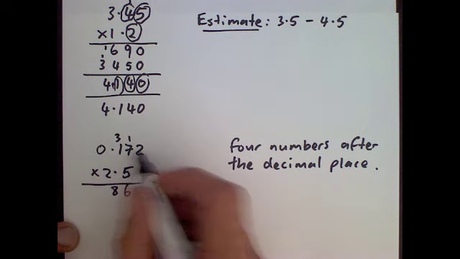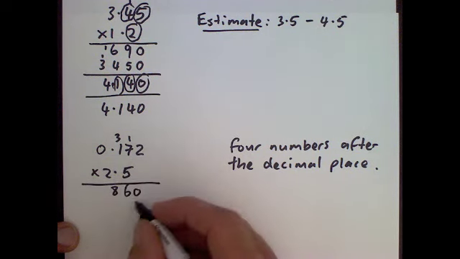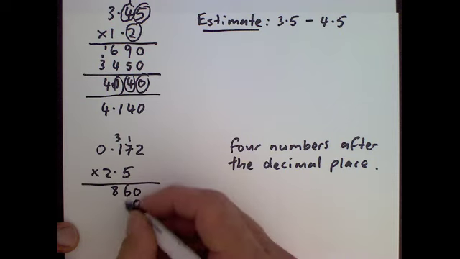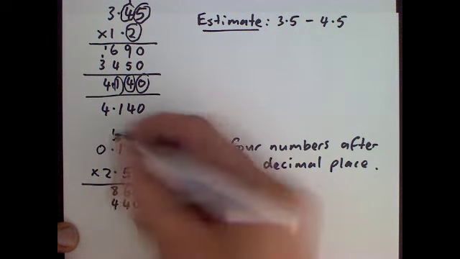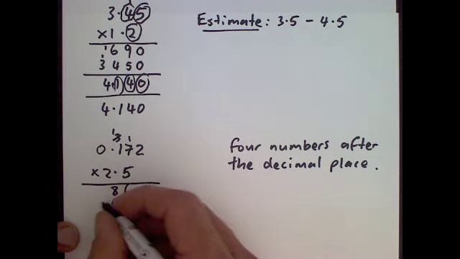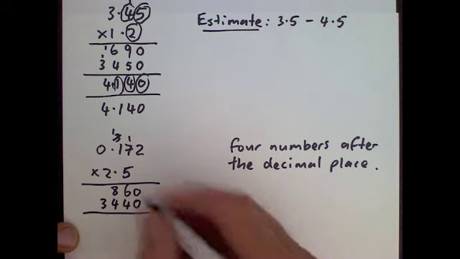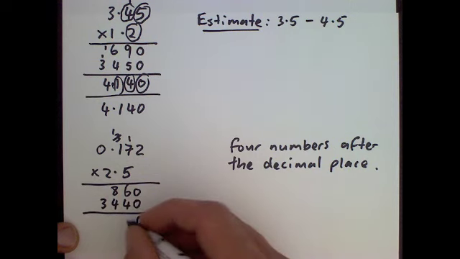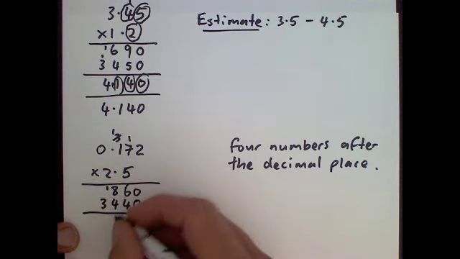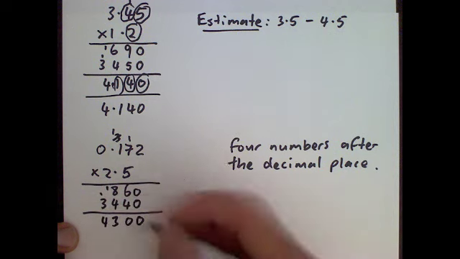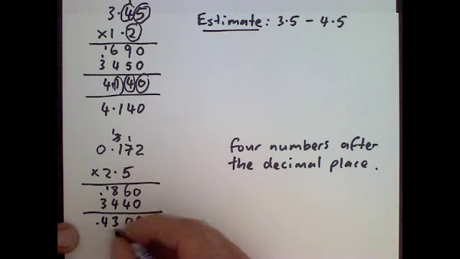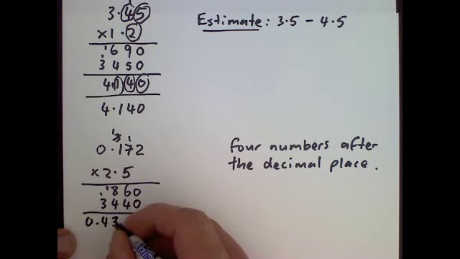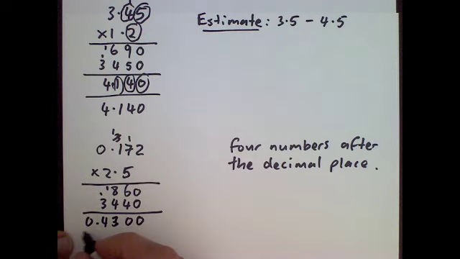Now we're moving to the next place value, to that 2. So we put a 0 down. And then we go 2 times 2 is 4, 2 times 7 is 14, we put the 4 down and carry the 1, and 2 times 1 is 2, plus that 1 is 3. Alright, now we get to the addition part. 0 plus 0 is 0, 6 plus 4 is 10, carry the 1, 12 plus 1 is 13, carry the 1, leaving me with 4. Now remember, we've got 4 numbers after the decimal place, so we put the decimal place in front of the 4. 0.4300 will give us our final answer. We've got 4 numbers there after the decimal place.